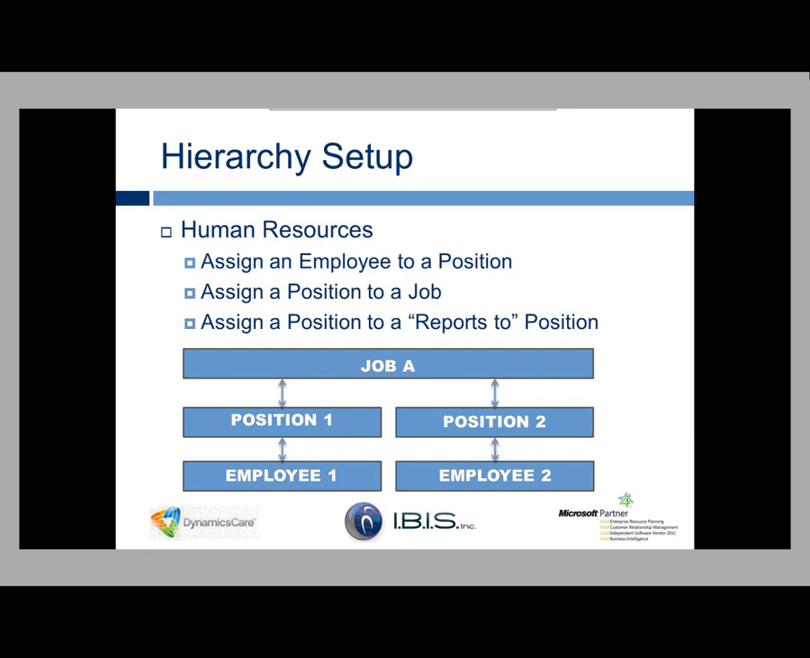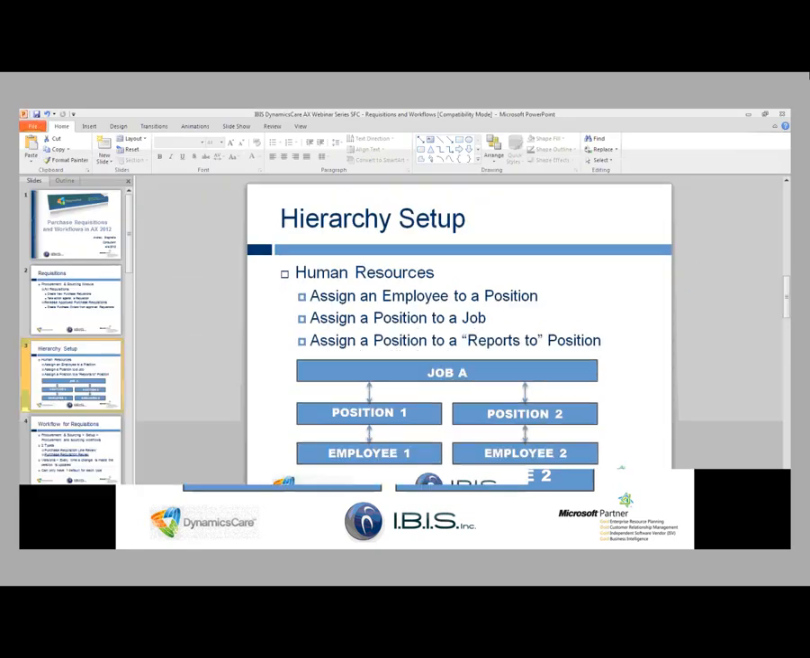The way the hierarchy is structured is essentially you're going to create a job, and a job could have multiple people performing that same job. So job A, for example, could have two different positions, both performing that same job. We'll call those positions 1 and 2. A position is going to be created and expected to be filled by an employee. So when you create the position, you can also assign an employee to that position. That's the general setup that must be done through the Human Resources module, which we'll take a look at.